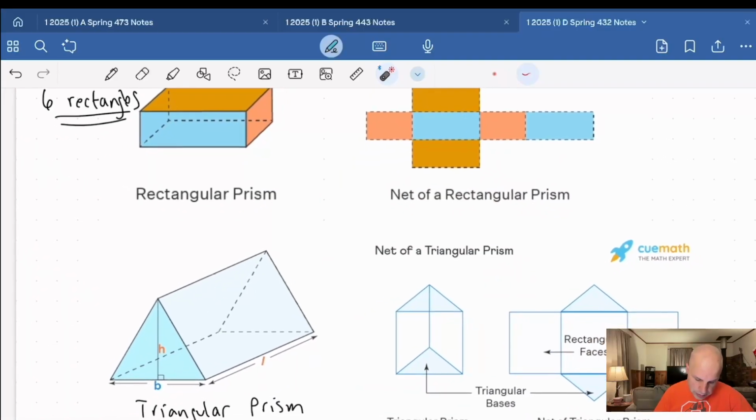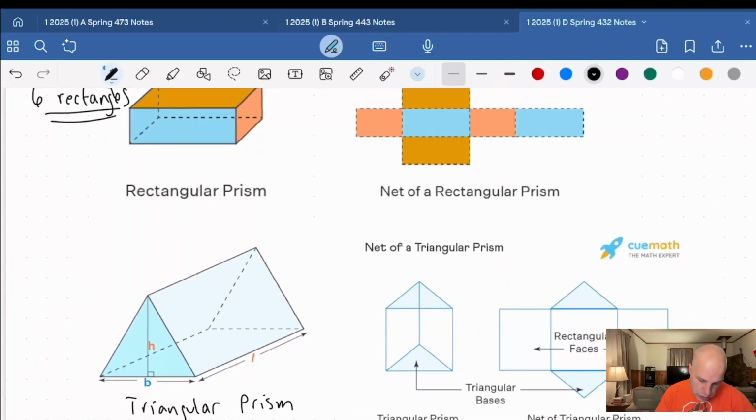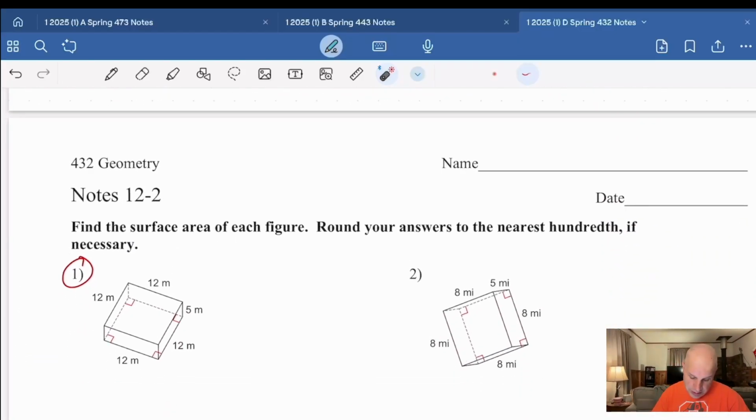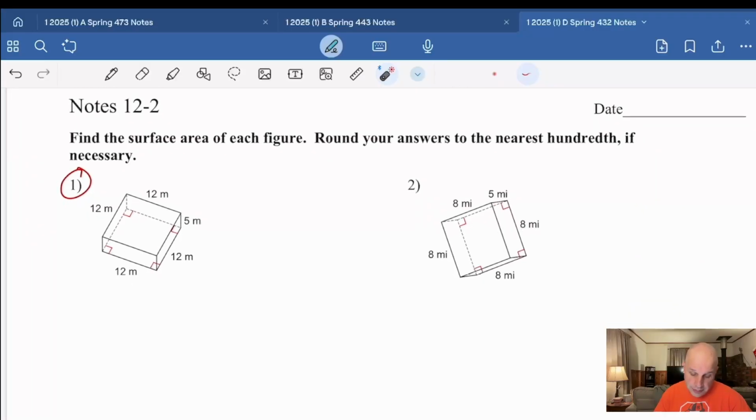For a triangular prism, we're going to have 2 triangles and 3 rectangles. And again, you can see them visualized here in this net, the 2 triangles and the 3 rectangles. So this is how I want to show you to show your work on how to find that total surface area.